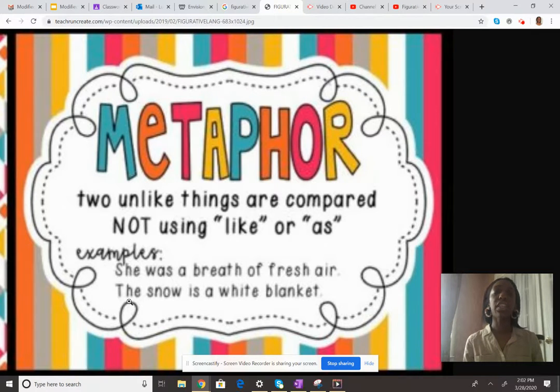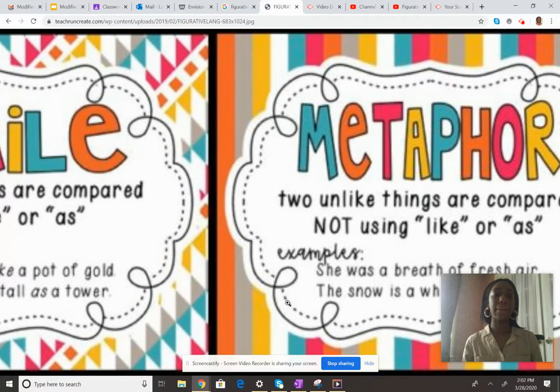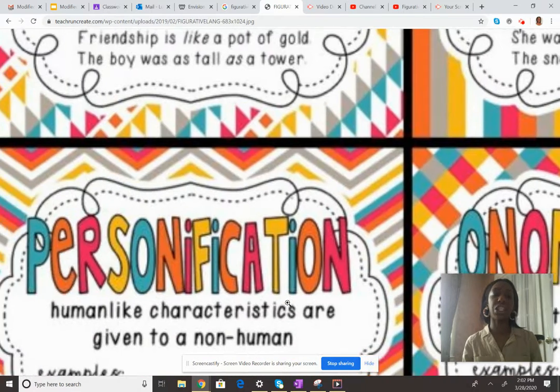Then another example. The snow is a white blanket. So they're describing the softness of the snow. They're comparing the snow with the white blanket. Okay? Now let's move on to personification.